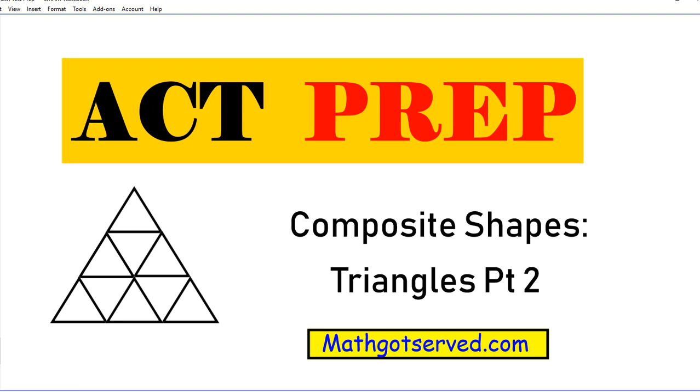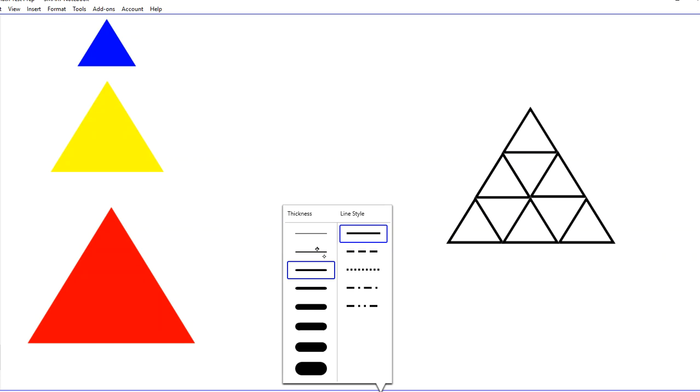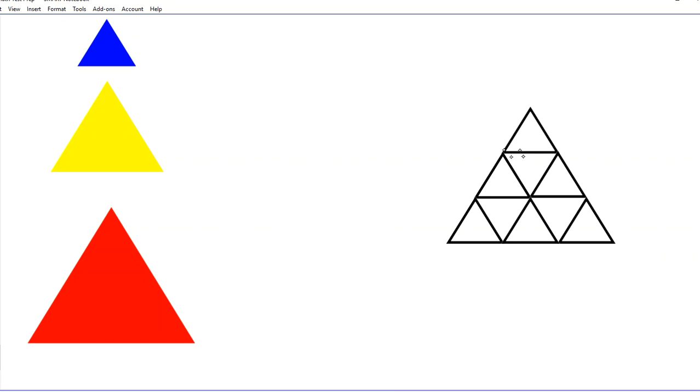In this clip we're going to be going over part 2 of our ACT prep puzzle on composite shapes. We're going to be focusing on triangles. Alright, so the question under consideration is how many triangles do you see in this figure below?